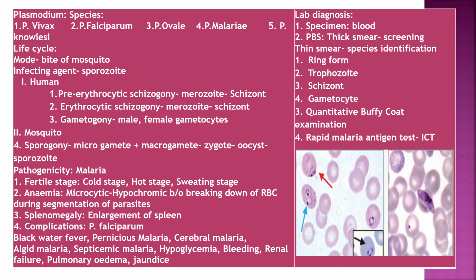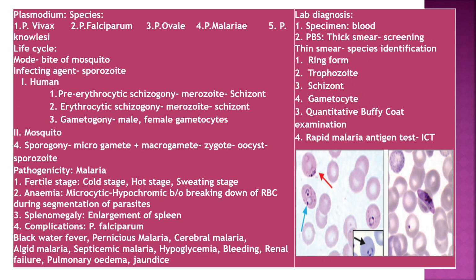Pathogenicity: malaria. Febrile stage: cold stage, hot stage, sweating stage. Anemia, microcytic hypochromic because of the breaking down of RBCs during segmentation of parasites. Third, splenomegaly, enlargement of spleen. Complications of P. falciparum: blackwater fever, pernicious malaria, cerebral malaria, algid malaria, septicemic malaria, hypoglycemia, bleeding, renal failure, pulmonary edema, jaundice. In vivax, it is relapse.